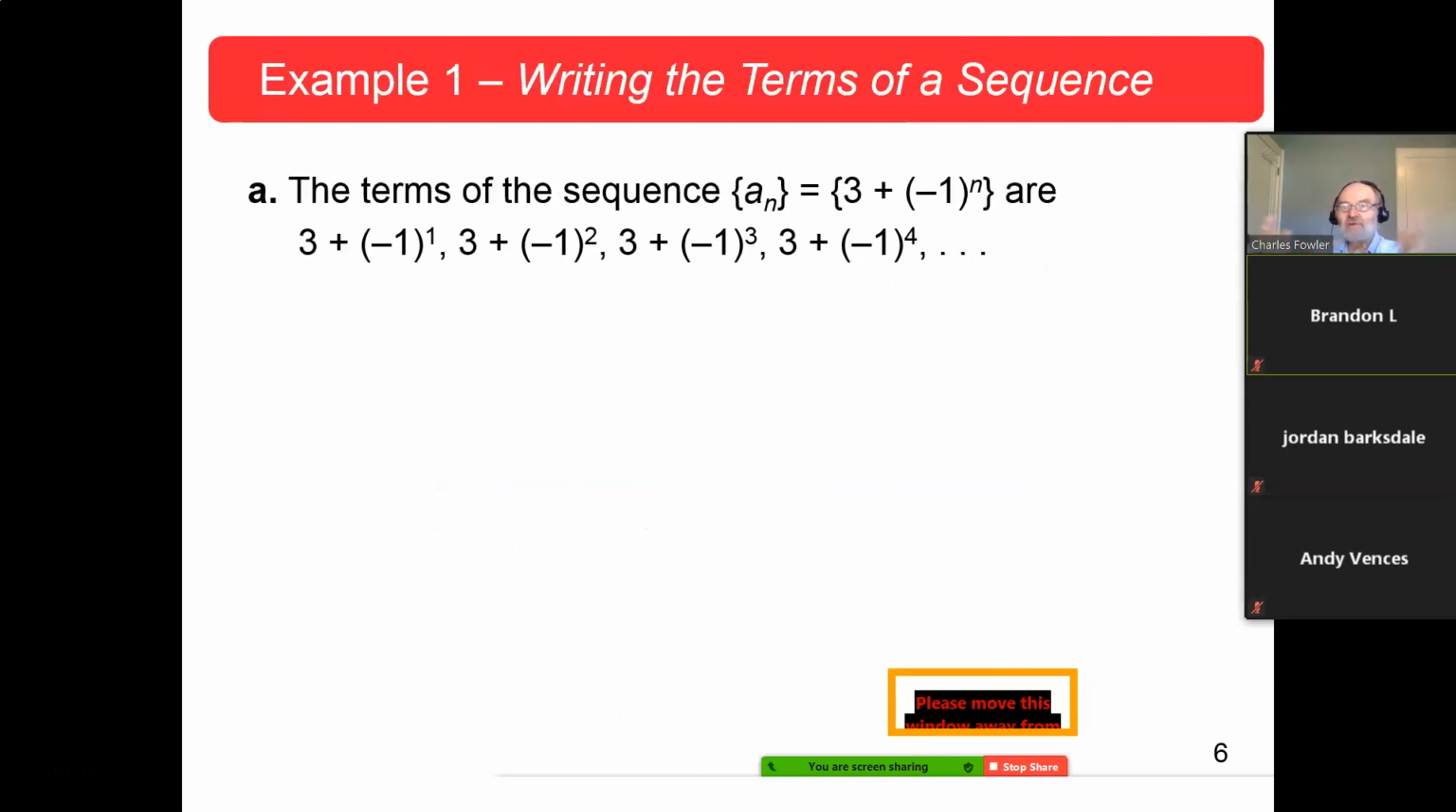Okay. So here's example 1. The terms of the sequence a sub n is equal to 3 plus negative 1 raised to the nth power. Okay. Whoa. All right. Well, what are the domain of this? The counting numbers. So you're going to let n equal 1, n equal 2, n equal 3, n equal 4. So that's what you do. The first entry there would be 3 plus negative 1 raised to the first power, 3 plus negative 1 raised to the second power, 3 plus negative 1 raised to the third power, 3 plus negative 1 raised to the fourth power. You keep on climbing. Okay? Well, what is negative 1 to the first power?